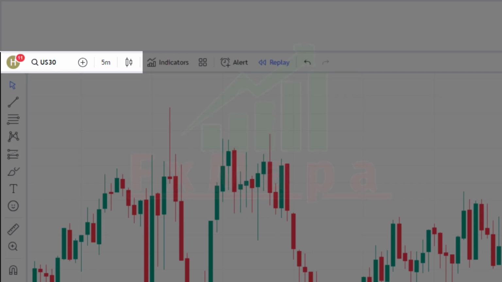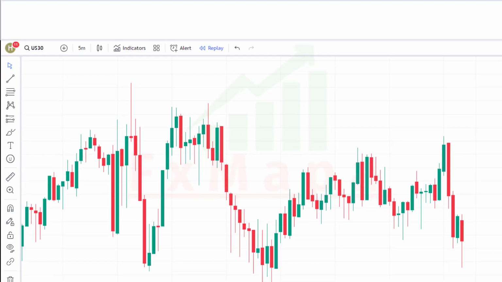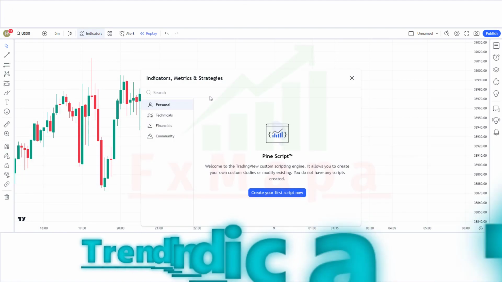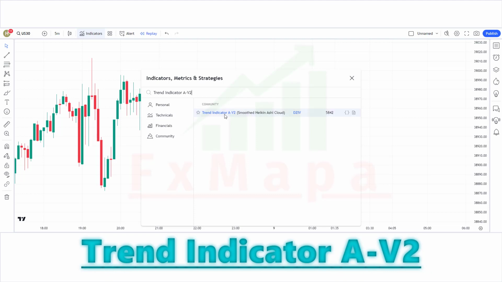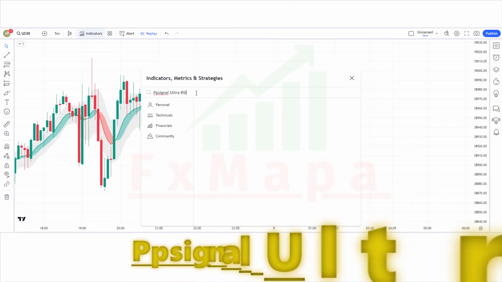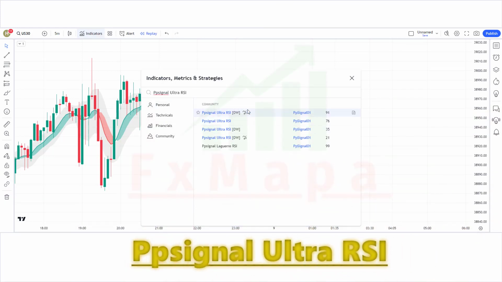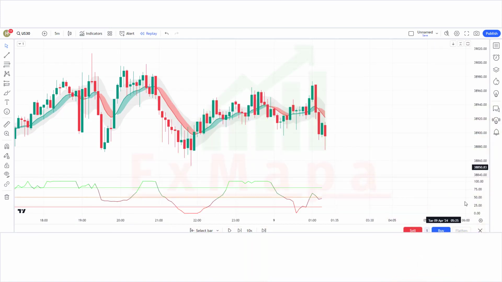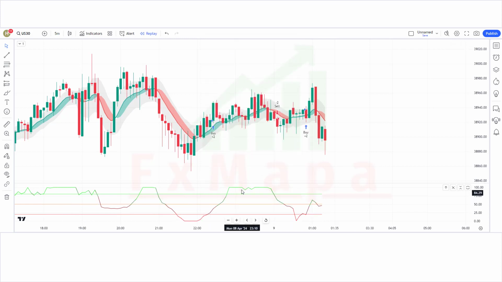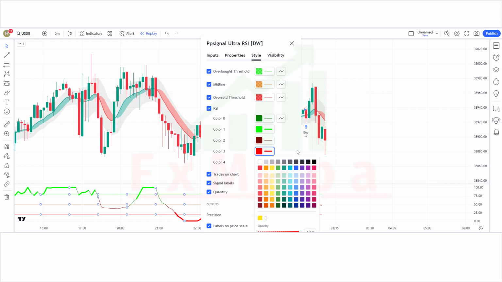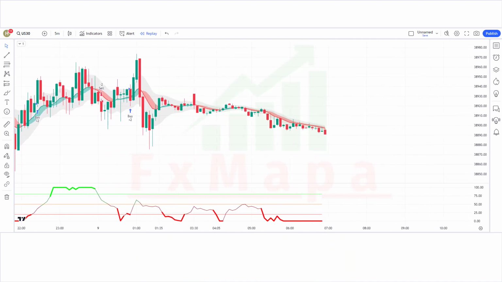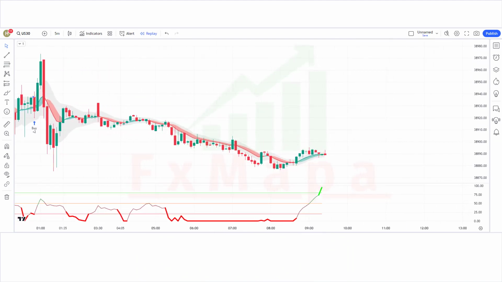We are going to test this strategy on the 5 minutes time frame in the US 30 chart. In this setup we would require two oscillators. First indicator name is Trend Indicator AV2. Second indicator name is Signal Ultra RSI. Keep the indicators setting as I have shown here. Setup is ready.